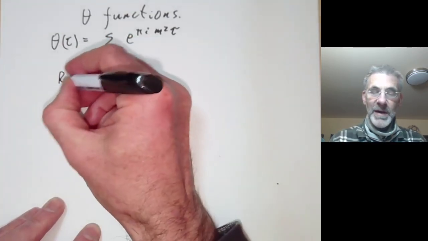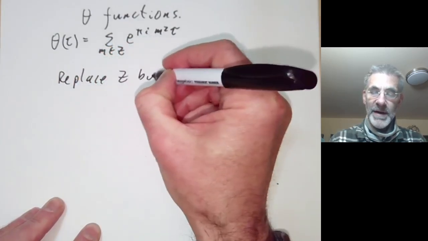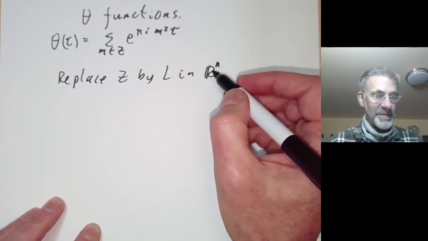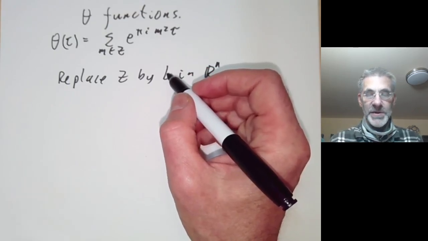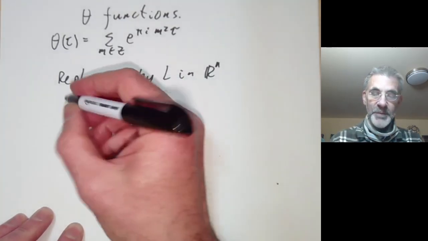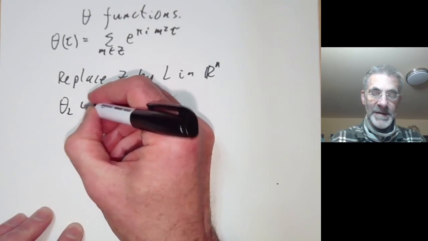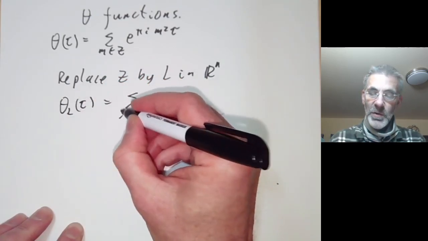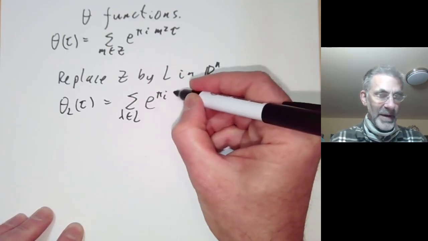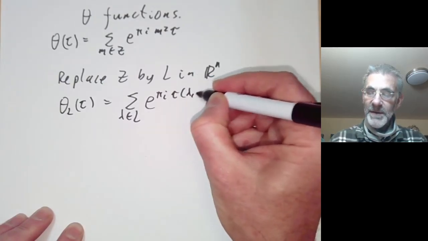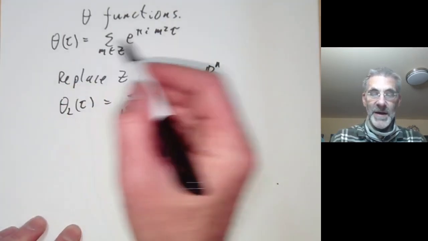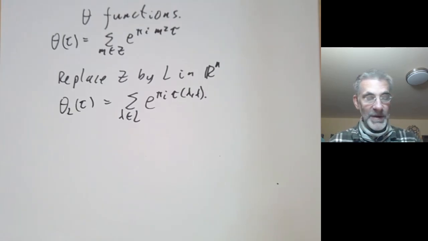What we're going to do is replace the integers by a lattice L in some n-dimensional Euclidean space. Recall that a lattice L is essentially just a free abelian group, and you probably want the inner products of elements to be integers and things like that, but whatever. So we define the theta function of a lattice L by summing over all elements of the lattice L of e to the pi i times tau times the norm of the element of the lattice. So when L is the integers in R^1, this is just the theta function we described last time.